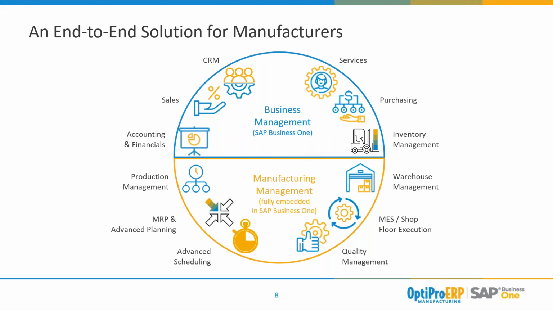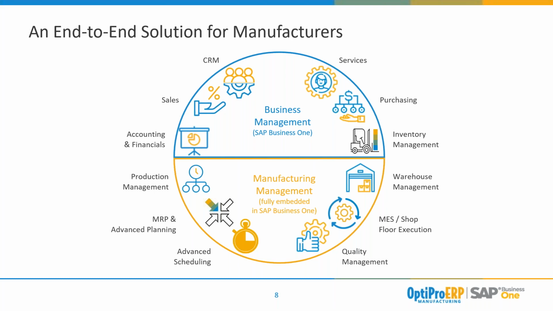With the core SAP Business One, you get the world-class financials and accounting, CRM and sales. So you get these core business functions. And then we have taken the core SAP Business One management platform and added our own IP solutions for manufacturing, wrapped it in one cohesive platform, and that's what we call OptiProERP. So this manufacturing functionality includes production management, advanced planning and scheduling, MRP, MES, and shop floor execution, a product configurator, and the ability to manage primary and alternate BOMs and routings, just to name a few.